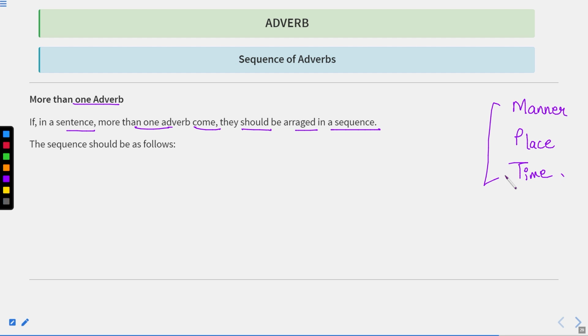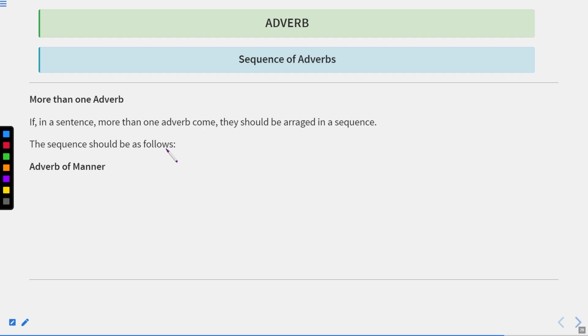But what is actually the sequence of these three adverbs together? Now, this sequence should be followed. First of all, we should have adverb of manner. Whenever we write all these three adverbs in a single sentence, we need to follow a sequence. First, we should have adverb of manner, after that adverb of place, and after that adverb of time. So this sequence should be followed, and this is very, very important.